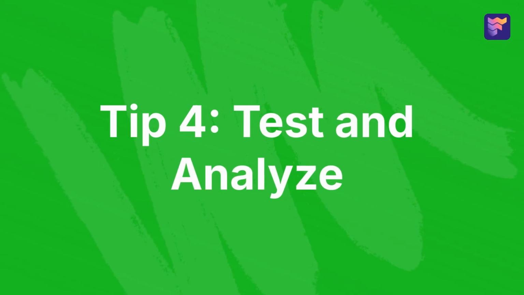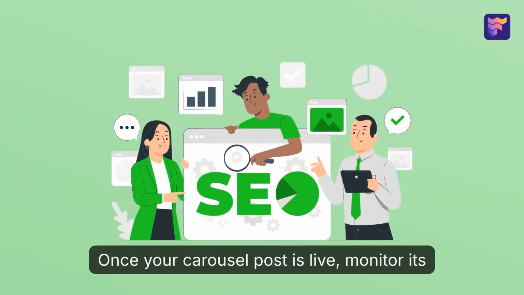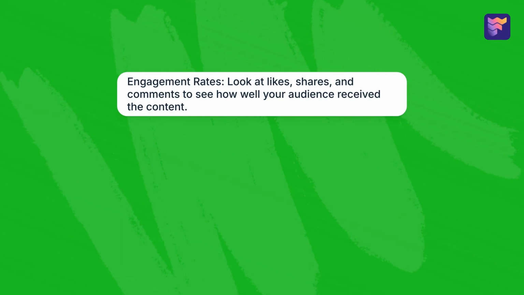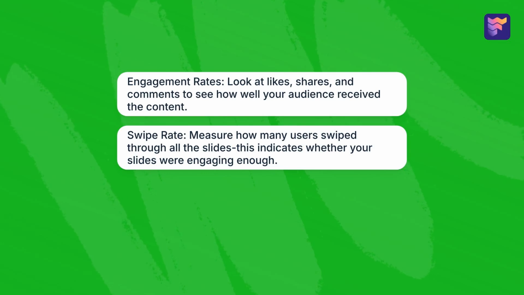Tip 4. Test and analyze. Once your carousel post is live, monitor its performance. Engagement rates. Look at likes, shares, and comments to see how well your audience received the content. Swipe rate. Measure how many users swiped through all the slides. This indicates whether your slides were engaging enough.